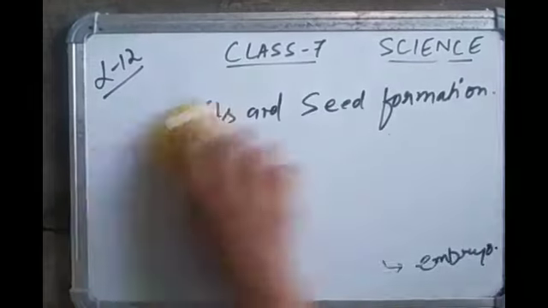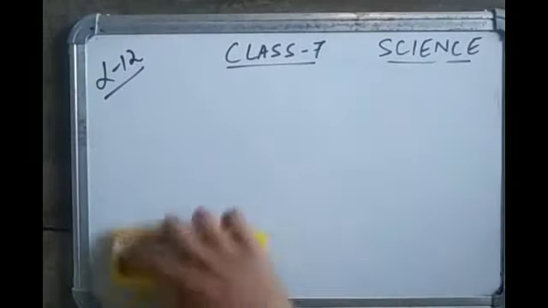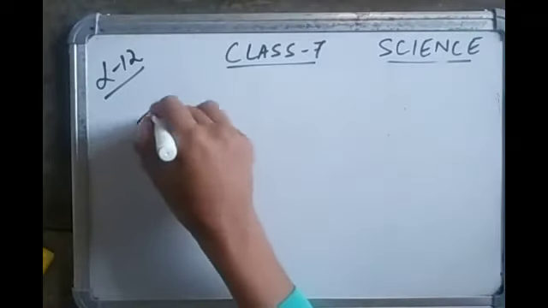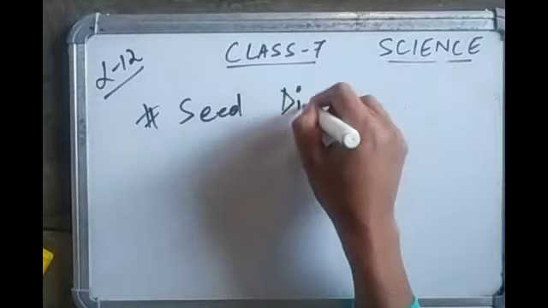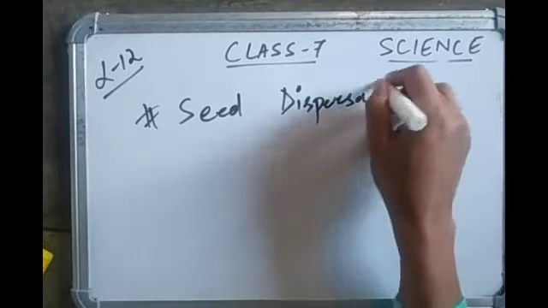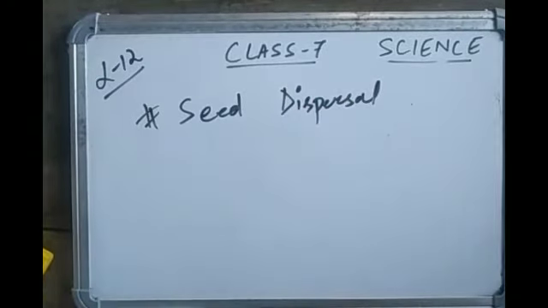So the last topic is seed dispersal. Seed dispersal means spreading seeds. In nature, some kind of the same kind of plants grow at different places.